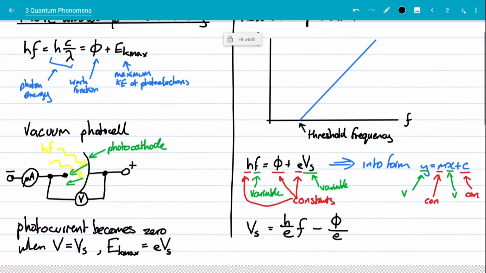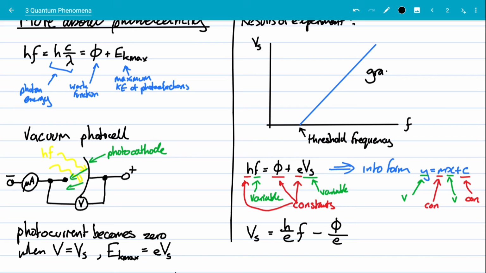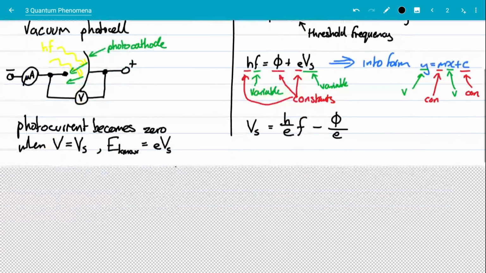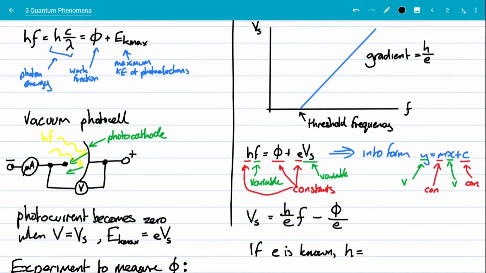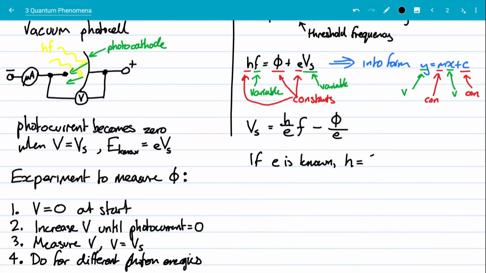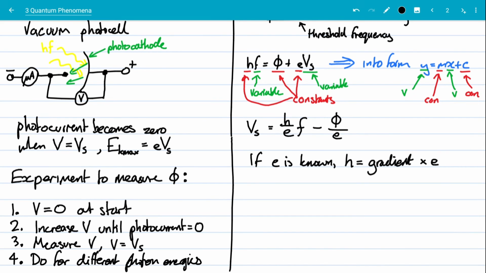And we now know that the gradient of this line is going to equal h over e. And we can measure h over e. If we know e, then we can determine h. So if e is known, h is going to be equal to the gradient times e. So let's just write that in. Gradient times the charge of the electron. That goes a little further down.